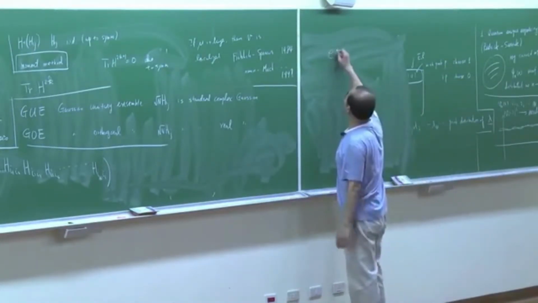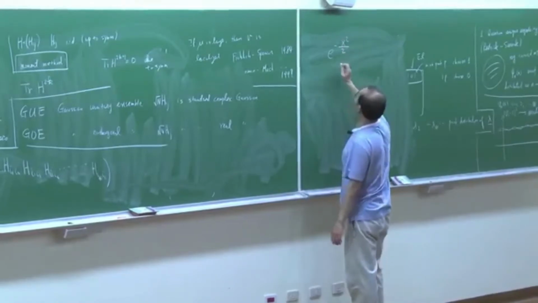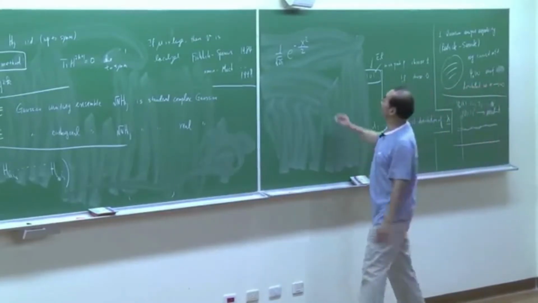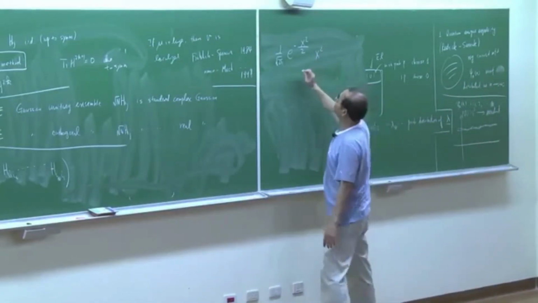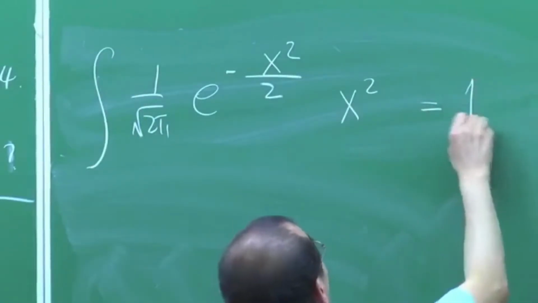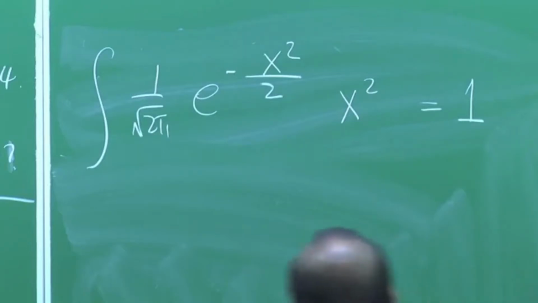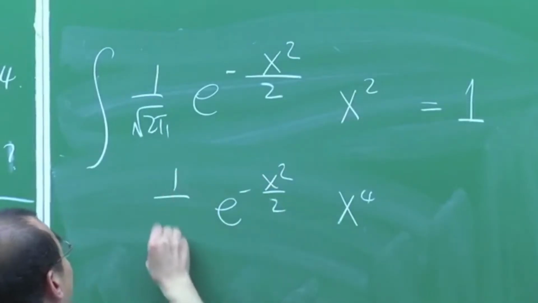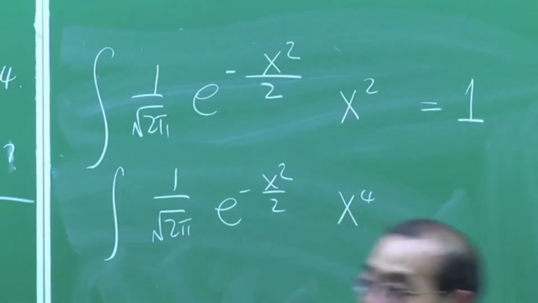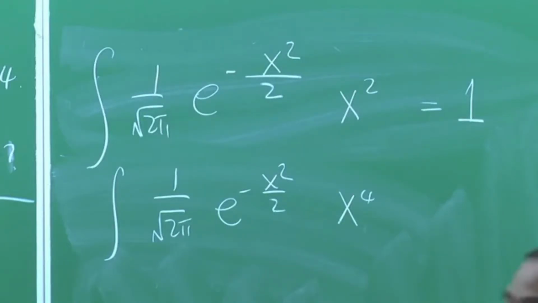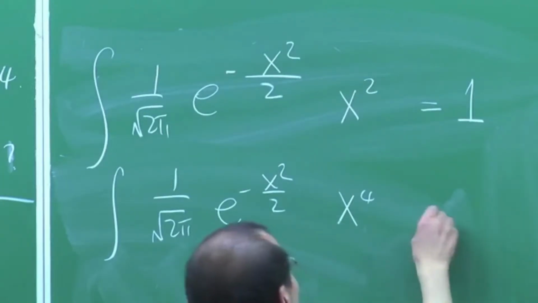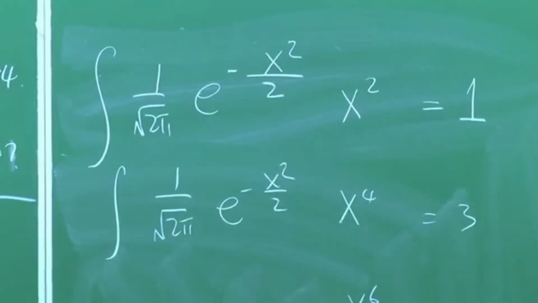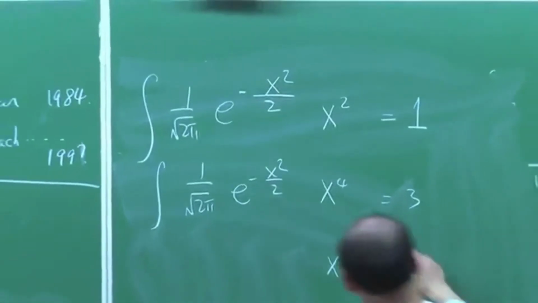So this is the probability distribution of a Gaussian random variable. If I take x squared, I know this is 1. If I take x to the 4, do you know what the answer is? 3? Let me try. And x to the 6 is 15.